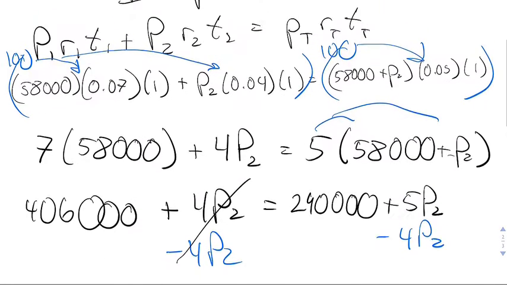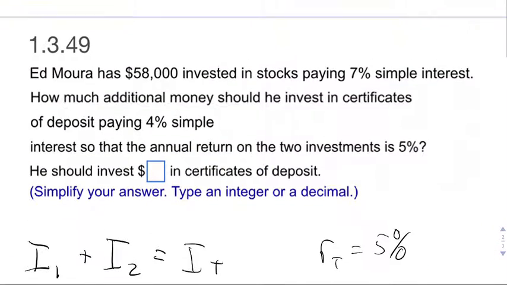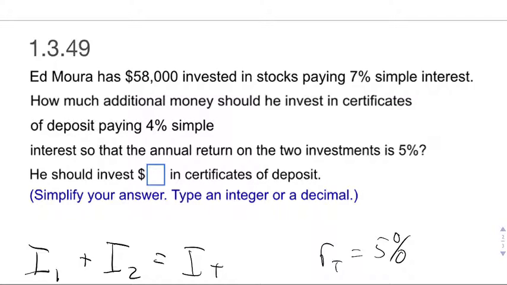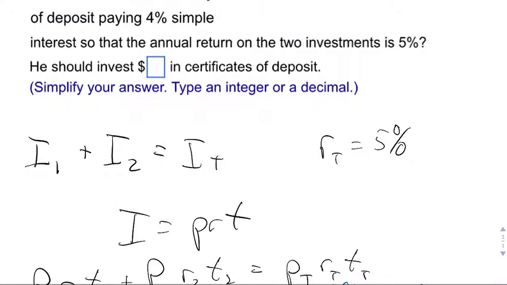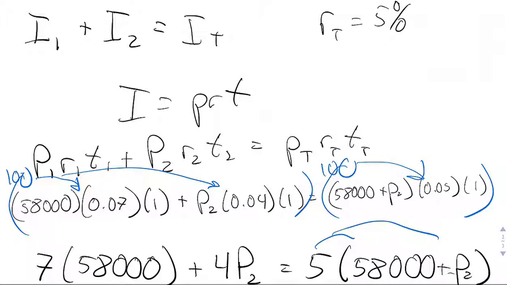Let's go back and try it in the original. So for it to be the 5%, let's see. He has 58,000 to invest in the stock, paying 7% simple interest. How much additional money should he invest in certificates of deposits paying 4% simple interest, so that the annual rate of return on the two investments is 5%? So what we can do is just fill in the stuff in the original, and we can plug it into the final, and it should balance out, or it should be equal.